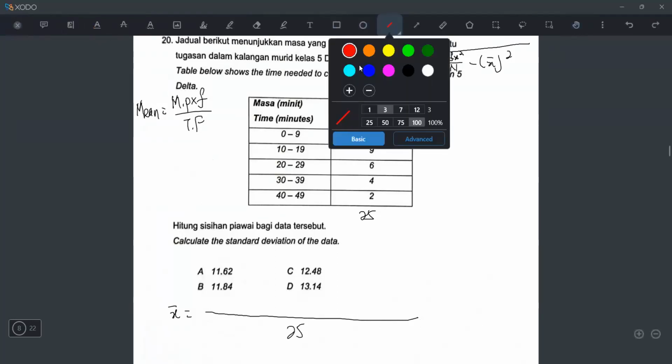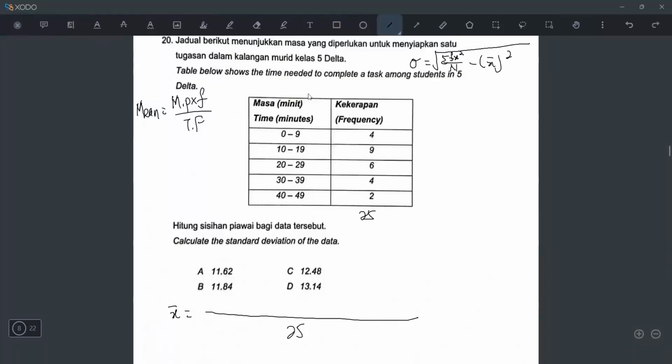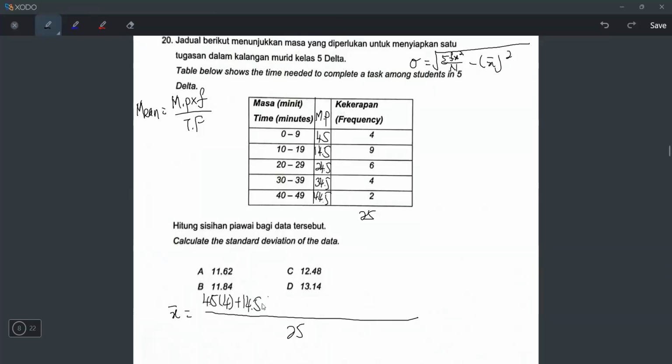Okay, so we can do this, and then we will get the midpoint, because we need the midpoint to find the mean. If you still don't know how to find the mean for group data, you have to remember it. How to find the midpoint? Take 0 plus 9 divided by 2 is 4.5, 10 plus 19 divided by 2 is 14.5, then 24.5, 34.5, 44.5. Now we can find the mean. Midpoint times frequency: 4.5 times 4 plus 14.5 times 9 plus 24.5 times 6 plus 34.5 times 4 plus 44.5 times 2.